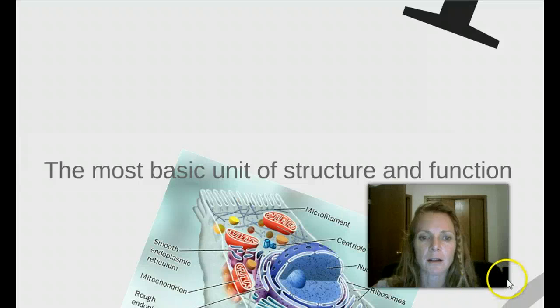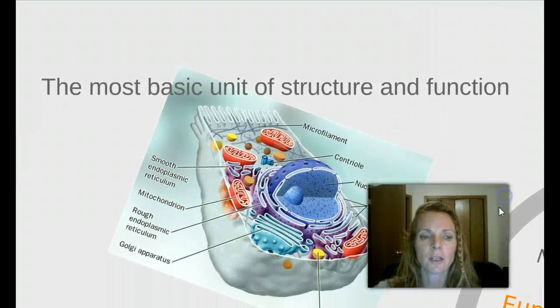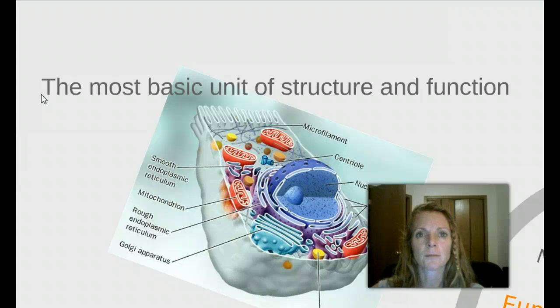But the cell, very important, is the basic unit of structure and function. And here's a great picture of the cell. We're going to go over each of these organelles briefly, but enough to give you a good background. That's something you heard in part 1. There was a quick video that I showed you. It was a song, and it kept talking about the basic unit of structure and function. Cells are that. They're very important.